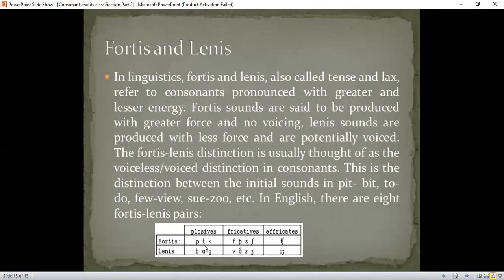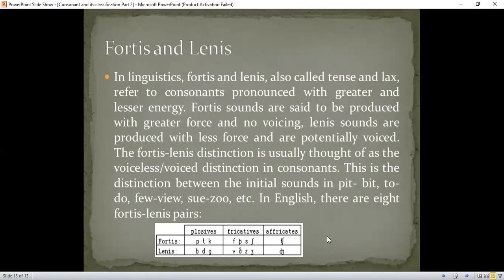Fortis will be the p, t, k, f, th, s, sh, and ch. And lenis will be the b, d, g, v, th, z as in zoo, and this zh as in casual, and that is the j which means judge.